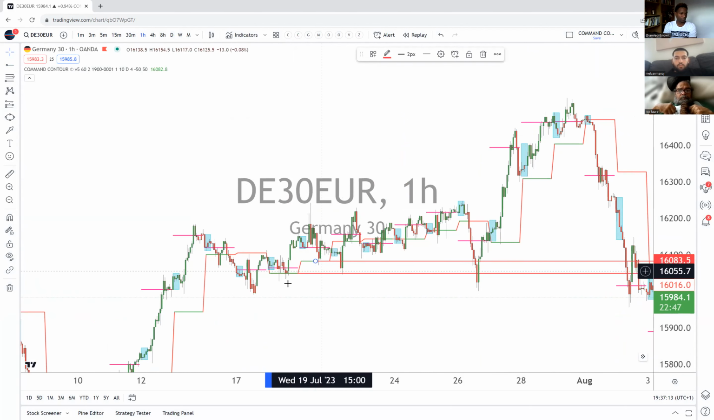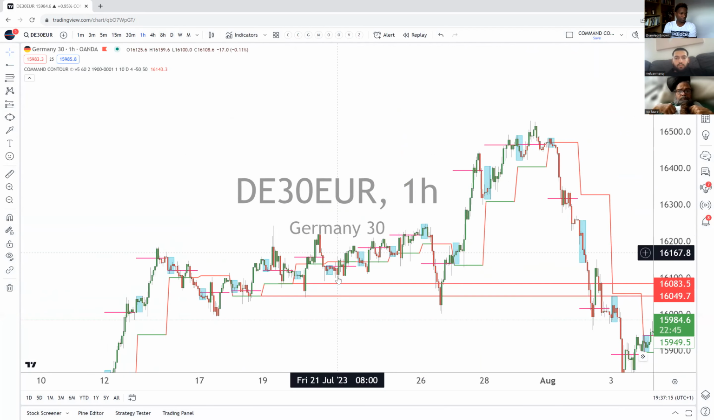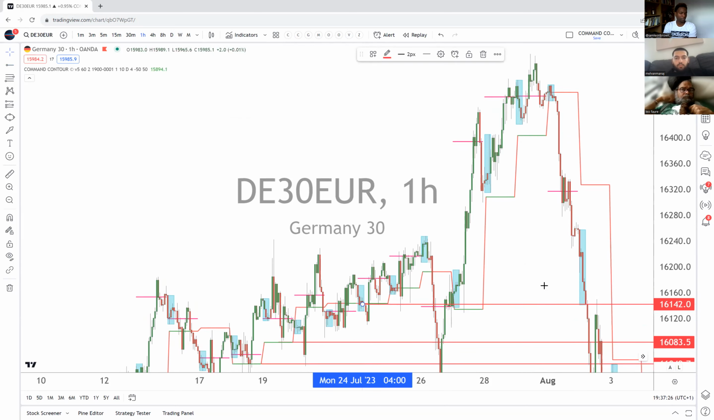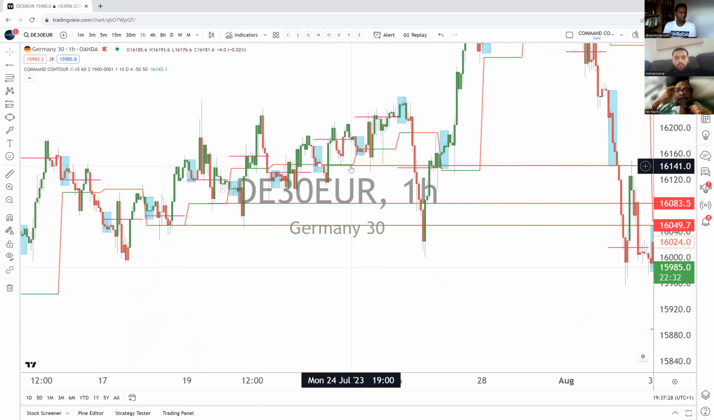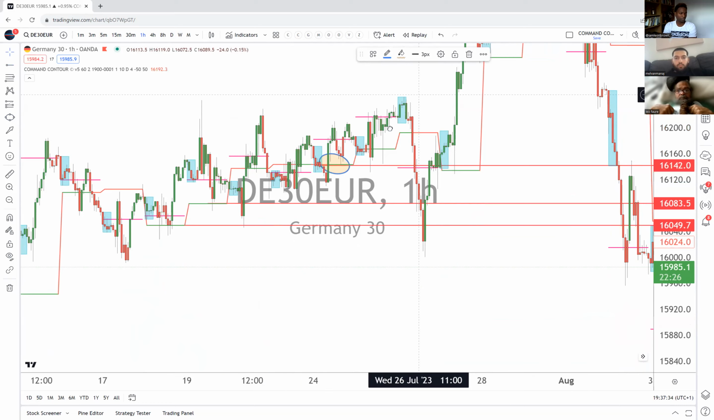It had a bit of a retrace within the zone, pushed up, right? But it kept trending upwards and tapping on the command control levels, just right here. Whenever the market is trending nicely, the command control levels come in really, really handy. You see it here, price came back down into this command control level here as well. Okay, and so forth.